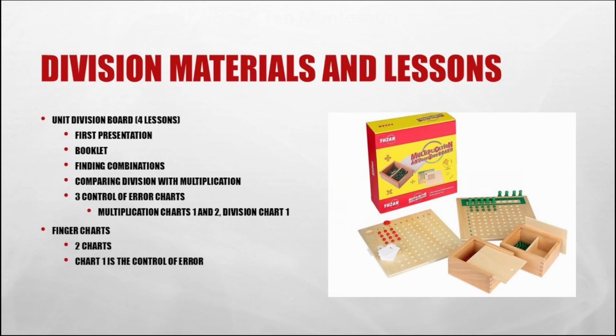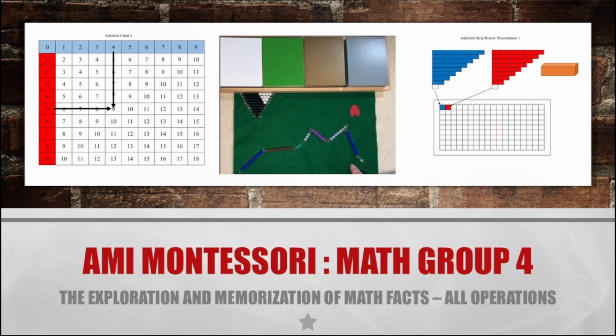And why do we do this? Because we want to show the relationship between operations. We want to show them how we can go backwards to use the multiplication charts. And in division, there's only two charts. There is the control chart and then there's the blank chart. Chart 1 is the control of error, but like I said, we can use multiplication to also show a control of error. So that is the overview of Math Group 4.